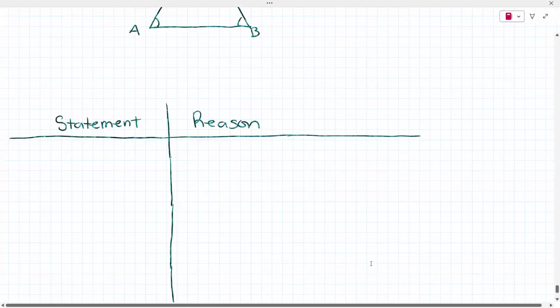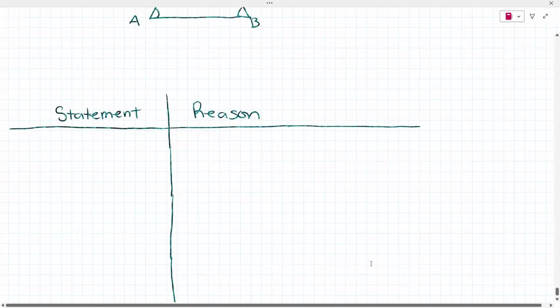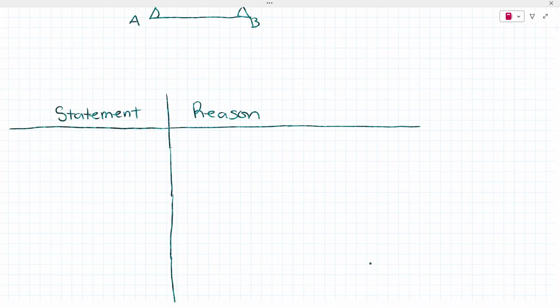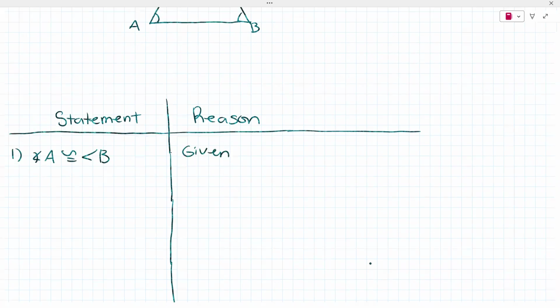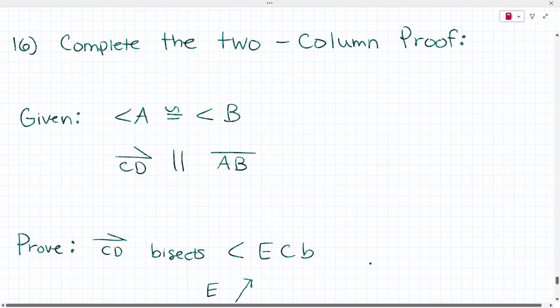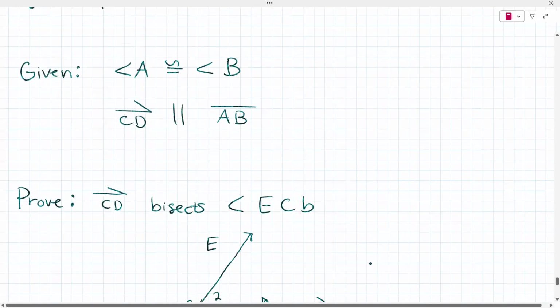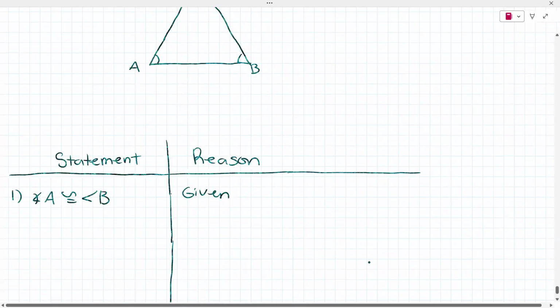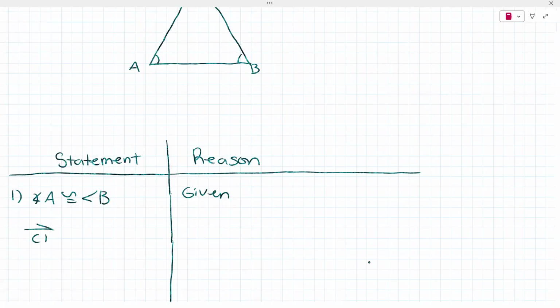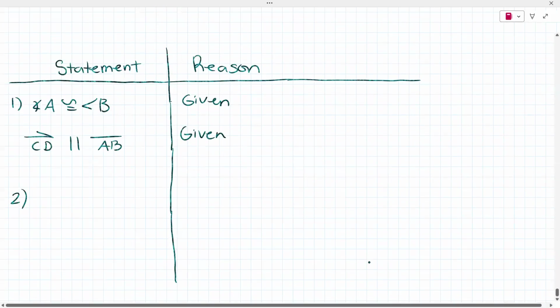So what I would do in a two-column proof is write down my given. So my first given was angle A is congruent to angle B. That's given. And what was also given? Ray CD is parallel to AB. That's given. Okay, then what else could we say?